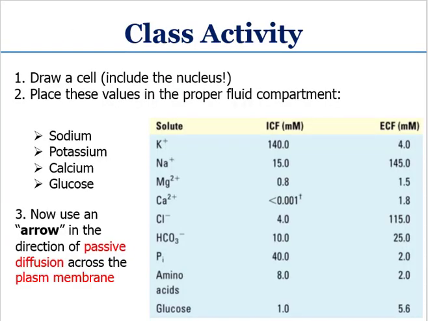Let's do some practice. Let's complete this class activity according to the instructions. So you'll need paper and maybe some colored pencils to complete this. You are to place the 4 listed solutes in their proper cellular compartment according to their concentration given over here in the table. Once you do that, the direction of concentration gradient should be indicated by drawing an arrow for each element on the list in the direction of passive ion flow.